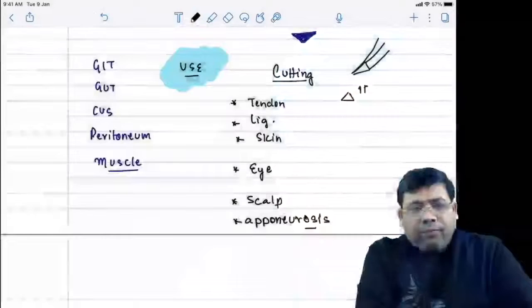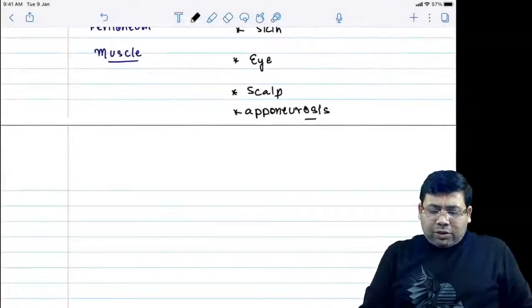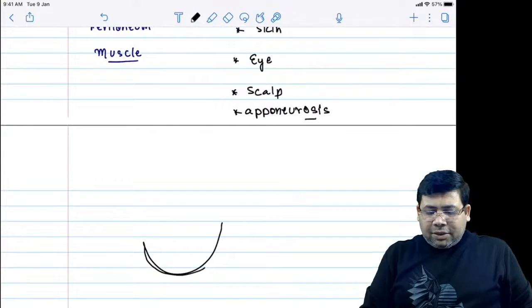And this is a loop. What is a loop? Let me tell you about the loop. So loop is a suture like this. This is a needle. Okay.